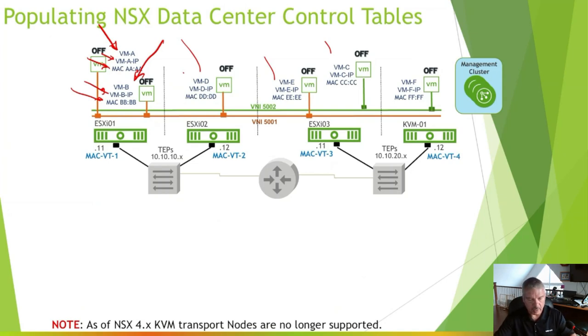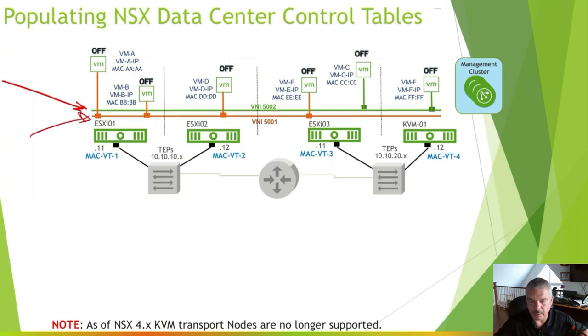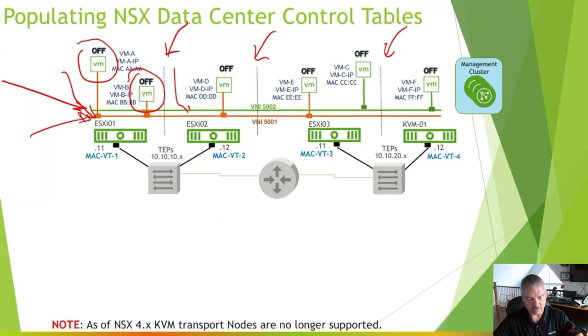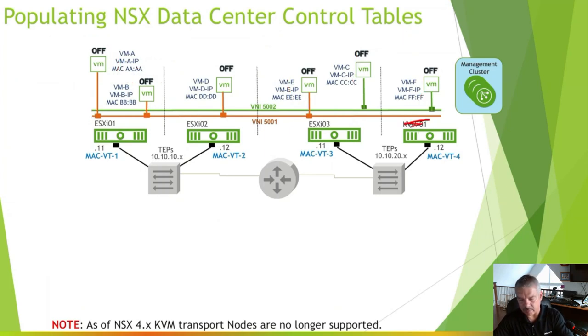What else did I want to point out here? You'll see I got 2 segments. I got my green segment, which is VNI 5002, and I got a red segment, which is VNI 5001. Technically, I really don't care what the VNIs are as long as they're different for each segment. Okay. Last thing I want to point out, you'll see the dotted lines here. This is just to illustrate what hosts the VMs are running on. So these two VMs, VMs A and B, will run on host 1. VMD on host 2, VME over here, VMC over here, and VMF over here. Okay? And like I mentioned before, KVM is no longer supported in 4.0, so this, I could just say ESX 04 if I wanted to. All right? Just for those of you out there that are familiar with this.